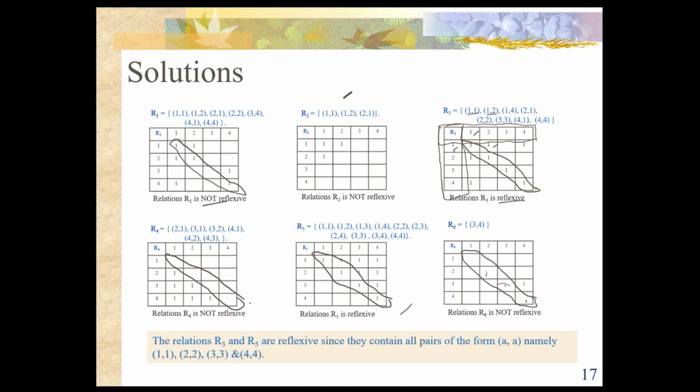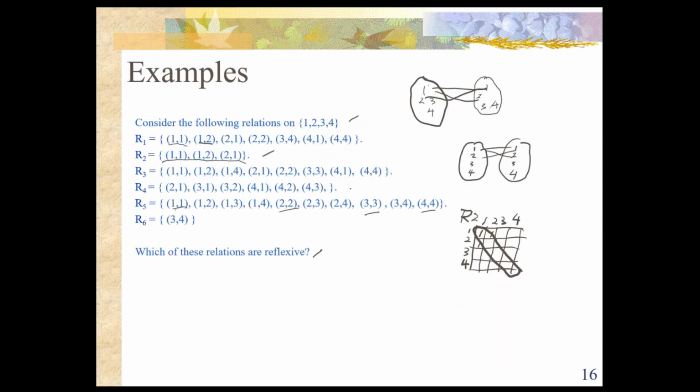How about an example where it is not reflexive? Let's look at R4. You see, it's empty. Without drawing this, can I tell? The answer is yes. I'll be looking for 1,1, 2,2, 3,3, 4,4, which are absent from this list of R4. So it is not reflexive.